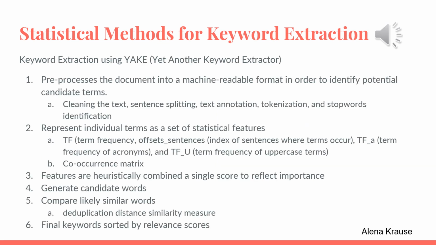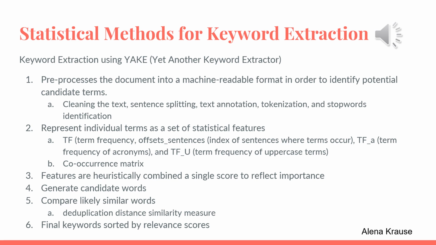Going into a bit more detail about the YAKE algorithm, in the pre-processing stage, we do candidate term identification. This is all kind of combined into one step. So basically the text is split into sentences and chunks, and it's tokenized. The text is cleaned and tagged, and finally the stop words are identified. We also perform sentence splitting and text annotation.